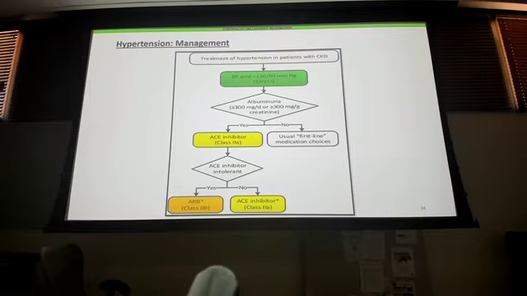And it is recommended if you have a patient with chronic kidney disease and having blood pressure problems, then they should be on an ACE inhibitor as their primary agent. If they can't tolerate ACEs, then they should be on an ARB instead.